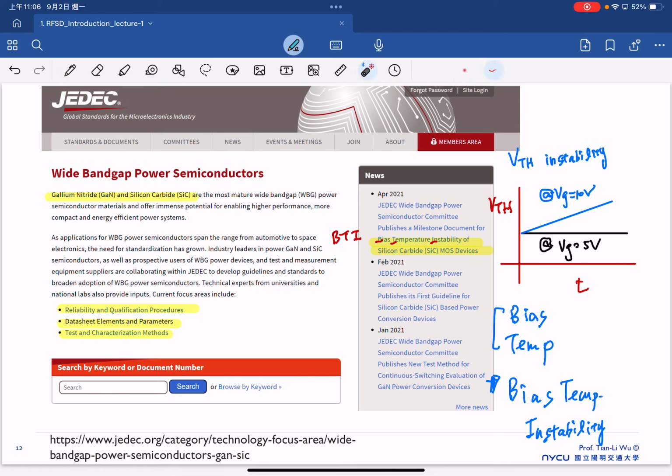And of course, inside this document, they release lots of documents, so they have, say, a new test method for continuous switching, but that's for gallium nitride, and so on and so on. So they try to release several documents, trying to standardize all these testing methods.